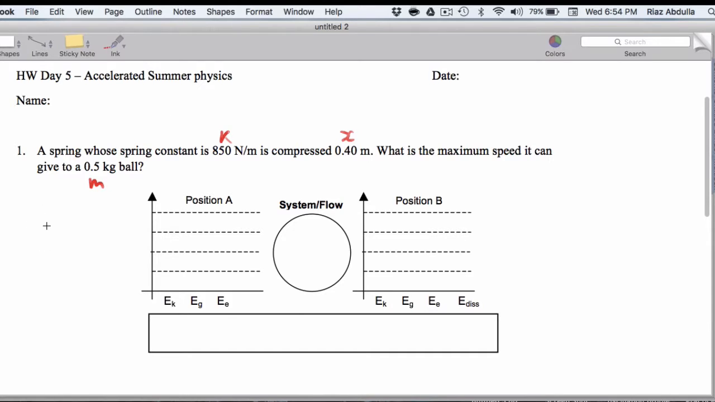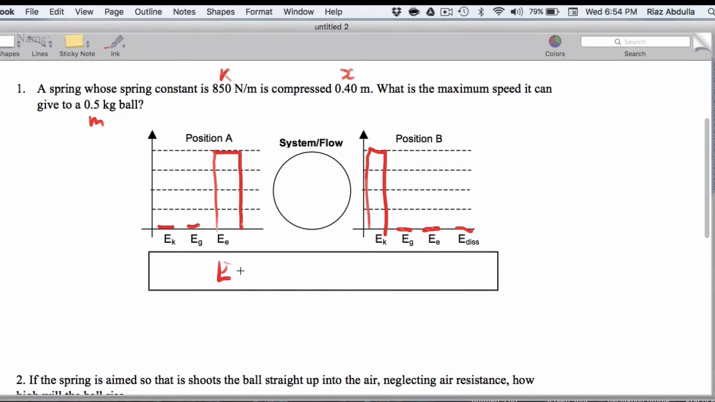So let's be clear on what we're given at the beginning. At the beginning, we're not moving. V is 0. So that means EK is 0. H is 0, and all of our energy is stored in the spring. What happens next is that we still don't have any gravity energy, no height. Once the spring is sprung, we don't have any energy, and we don't lose any energy to friction. So this means all of our elastic energy becomes kinetic energy. So we have EE equals EK. That's the equation that we set up from our bar graphs.